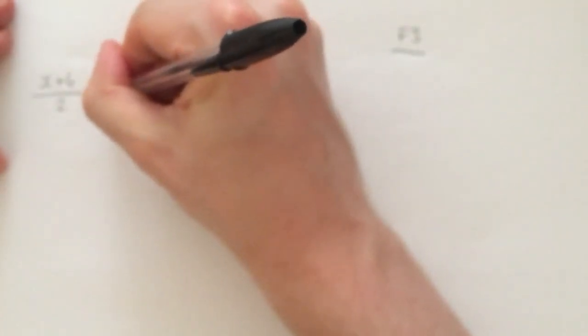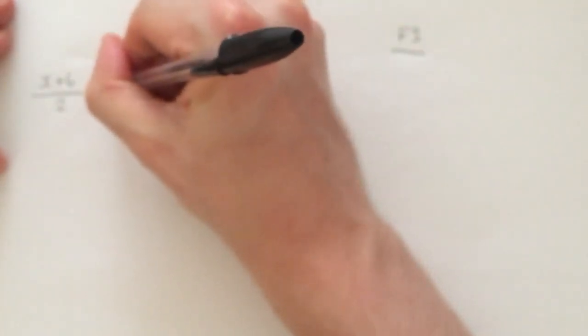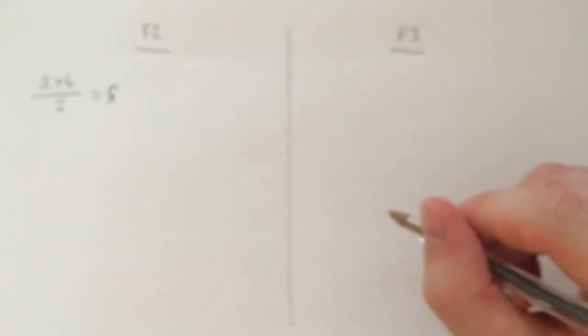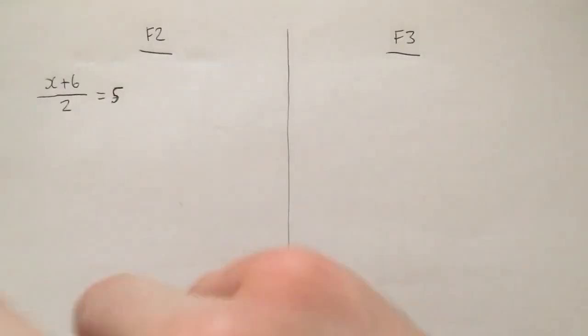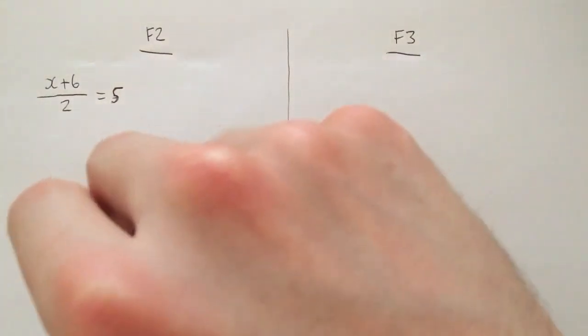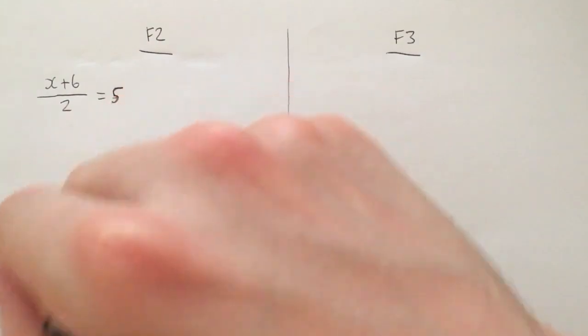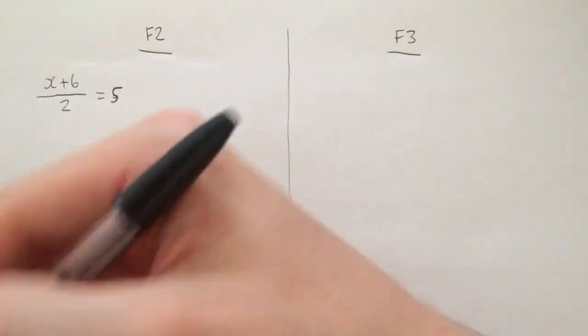x plus 6 over 2 equals 5. Right. The next 20 seconds of this video is going to be the most important 20 seconds you've got. It is so important to think of these questions like I'm about to say. Whatever you do last when you write this down, that is what you do first when solving the equation.